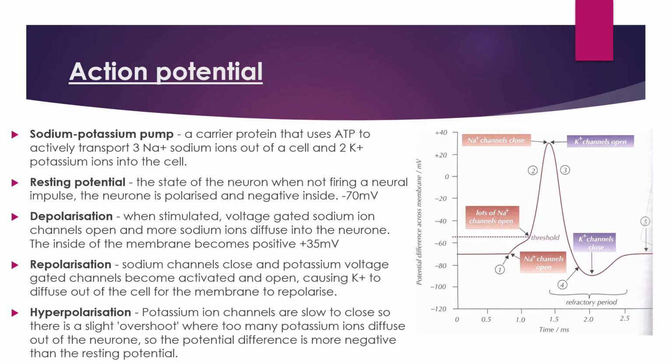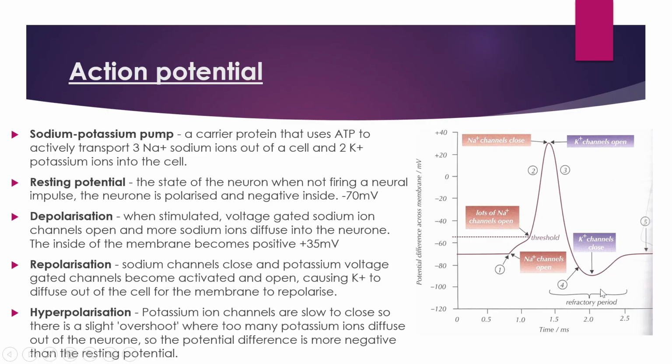The neuron is polarized and negative inside, so it's minus 70 millivolts. Depolarization: when stimulated, voltage-gated sodium channels open, more sodium ions diffuse into the neuron, so it makes the inside of the membrane positive, going up to plus 35 millivolts, and then it gets repolarized at 3. Sodium channels close, potassium voltage-gated channels become activated and open, causing potassium to diffuse out of the cell membrane to repolarize.